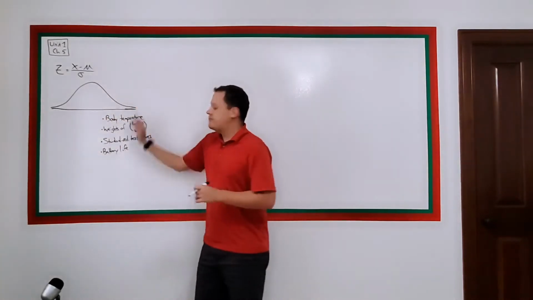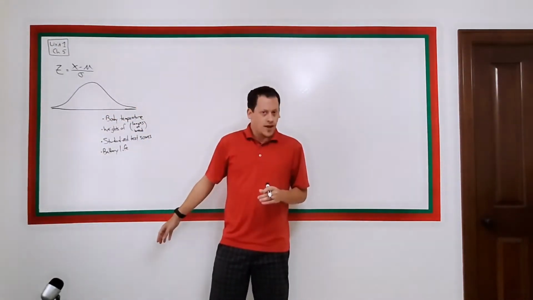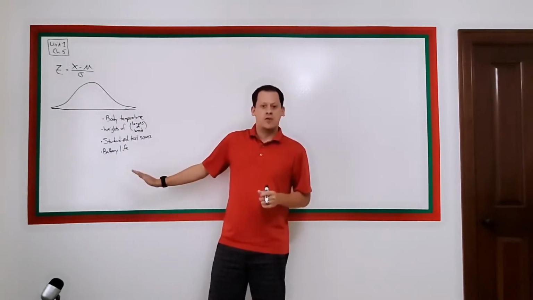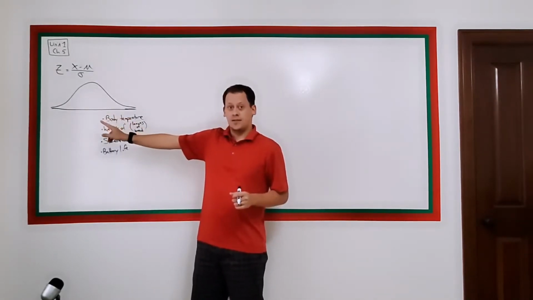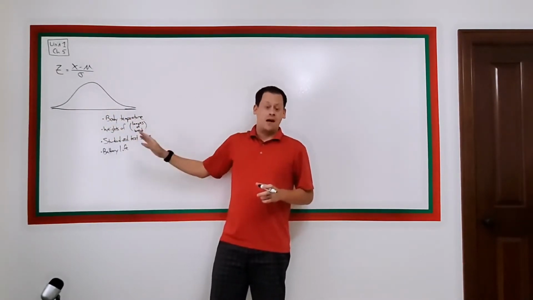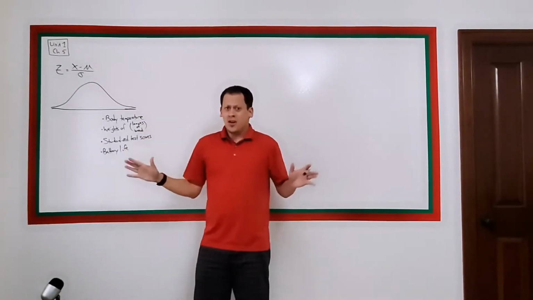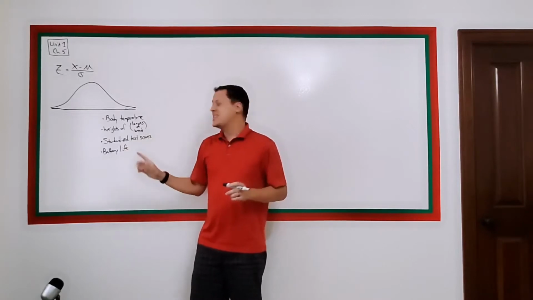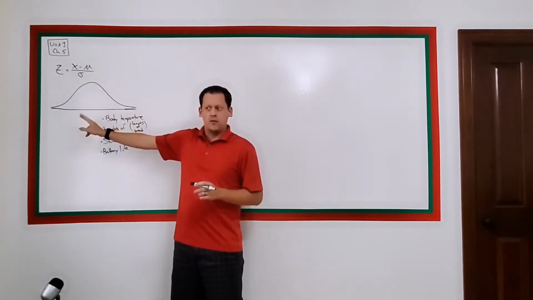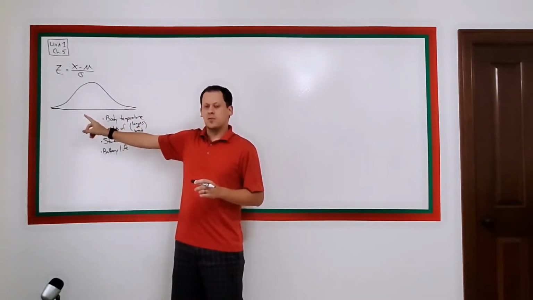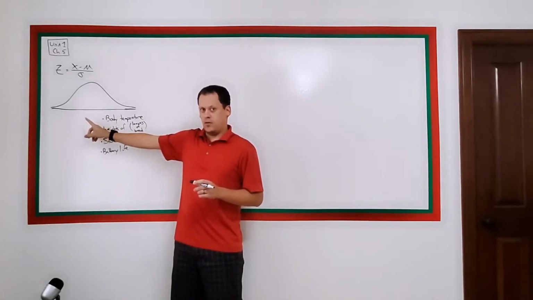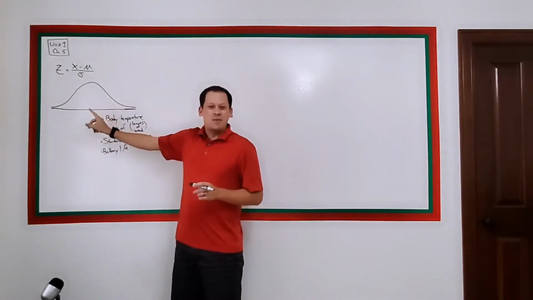I could be here for the rest of my life listing all of the variables that have a shape like this. It is very common for variables to have this shape. And there are other variables that have different shapes, but this is the most normal shape. This shape has a name.